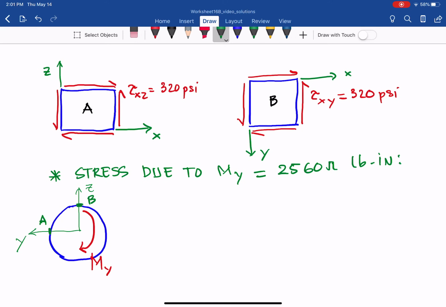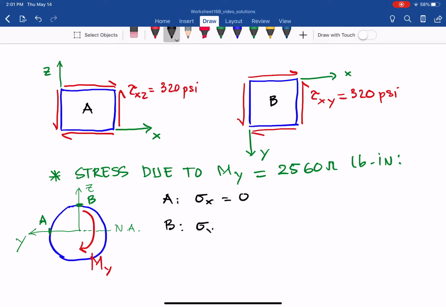And with that moment, which is actually a bending moment, it will create a maximum at the outermost fiber and minimum at the neutral axis. So as you can see, for this case the neutral axis is here, so there is no normal stress at A, but the maximum at B, because A goes through the neutral axis of that moment about the y-axis. So at point A, sigma x equals 0, because it goes through the neutral axis.